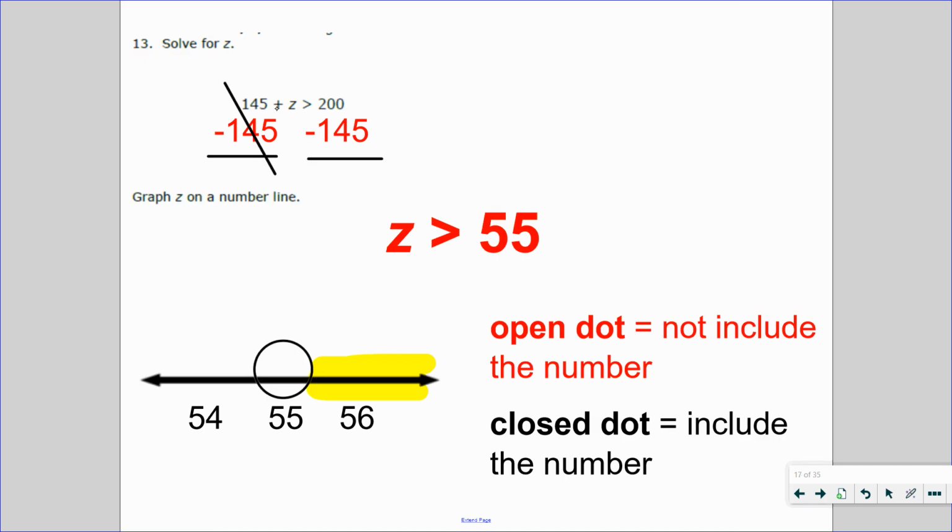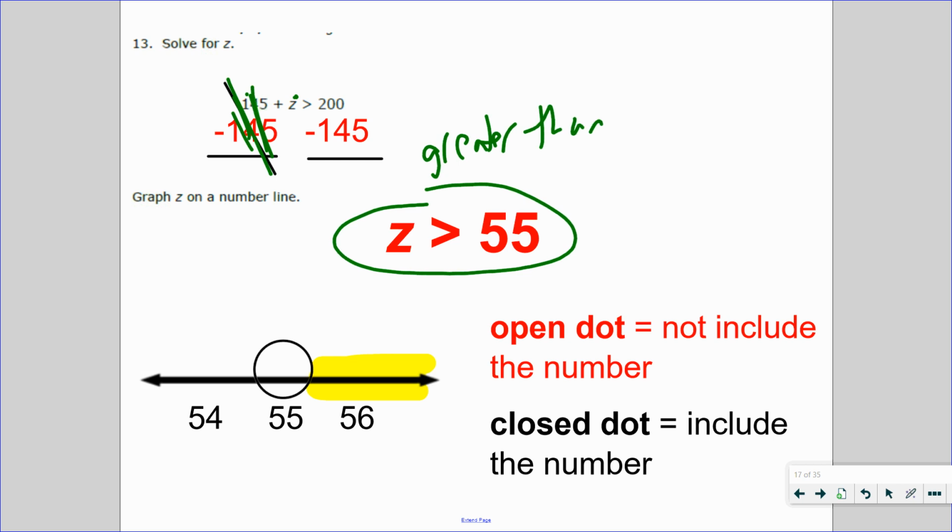Number 13. You will need to know how to solve straight up inequalities without word problems. So here's Z. Is it isolated on the left side? No, we subtract 145 from both sides. Cancel. So 200 minus 145 is 55. Z is greater than 55. Is it an open dot or closed dot? It has to be an open dot. It does not include that number. It's greater. Then what numbers are greater than 55? 56, 57, 58. That's why we are shading it to the right-hand side, greater than.